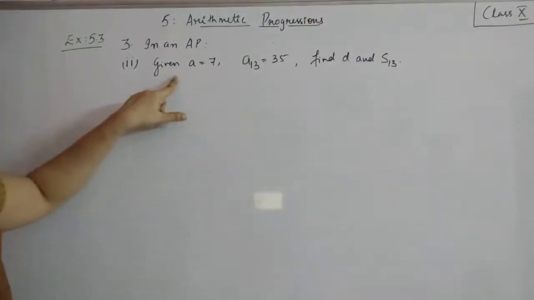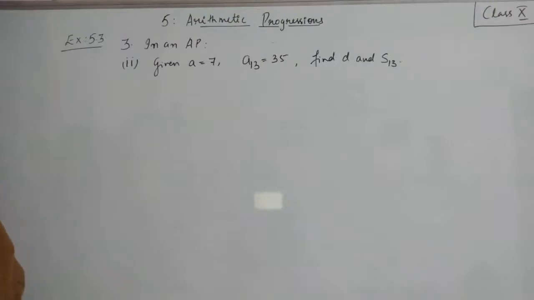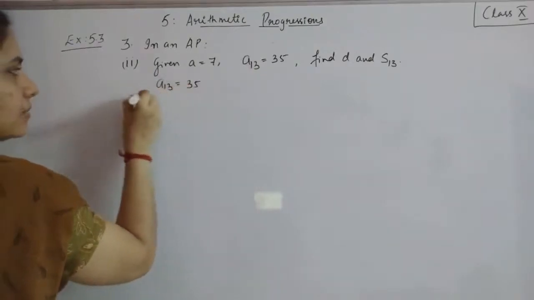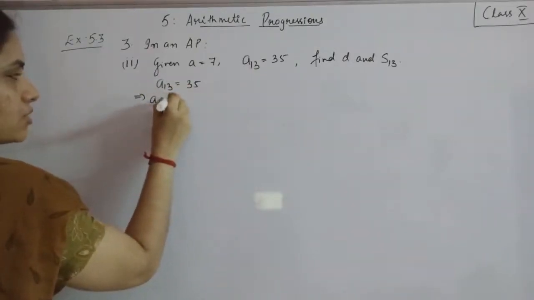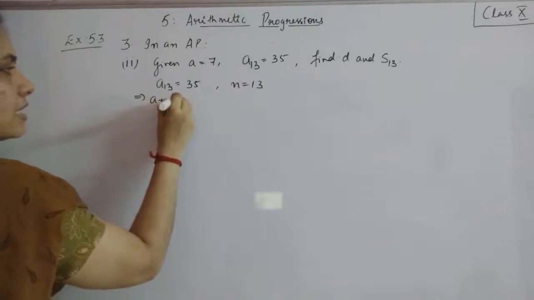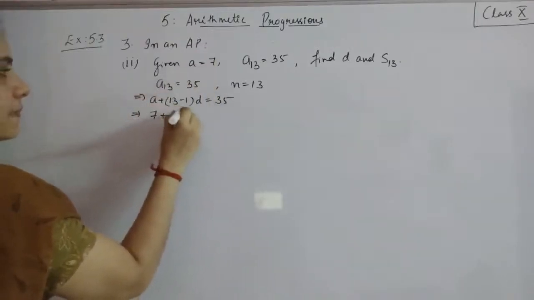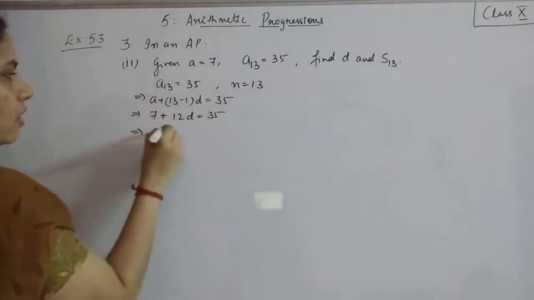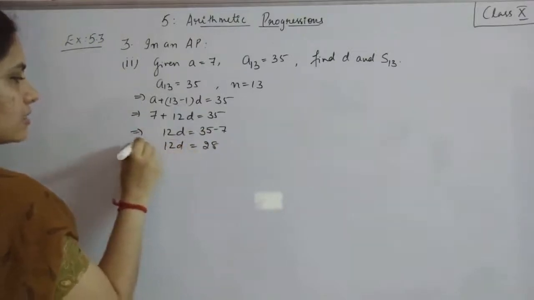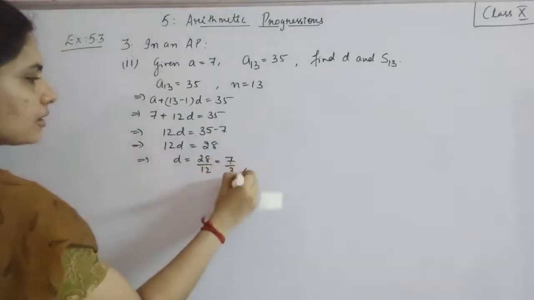Next, the second subdivision: a is equal to 7 is given, a13 is 35, and you have to find d and S13. For that we will start with a13 given as 35, and a13 means a plus (n minus 1) into d, with n as 13 here, since the suffix is 13. So you get a plus (13 minus 1) into d is equal to 35. And a is given as 7, so 7 plus 12d is equal to 35, or 12d is equal to 35 minus 7, which is 28. So d is equal to 28 by 12, which is 7 by 3.